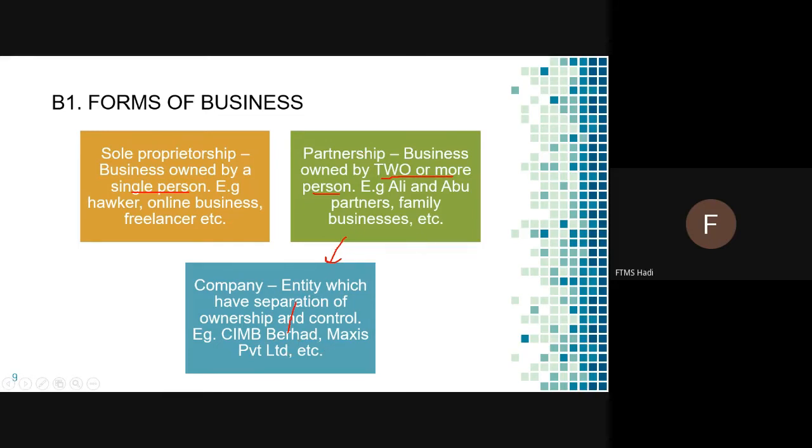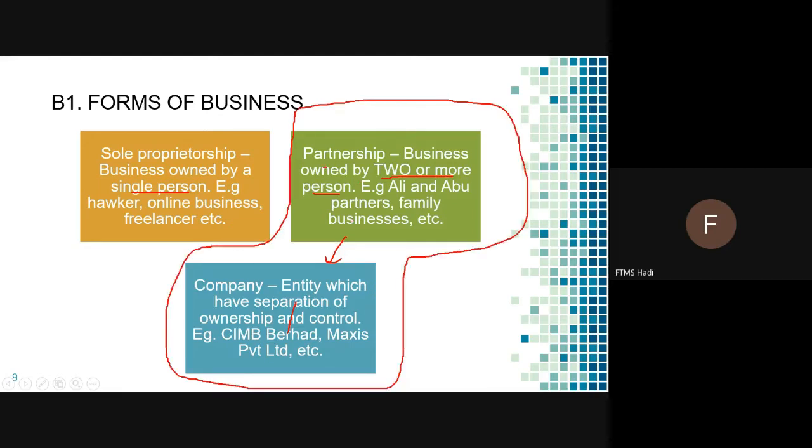Come back to the difference between partnership and company. The difference is simple. A partnership is owned by the partners themselves and also managed by the same persons. For example, Ali and Abu. Ali is an investor and also Ali is a manager. I repeat again, Ali and Abu are partners and at the same time they will manage the business.